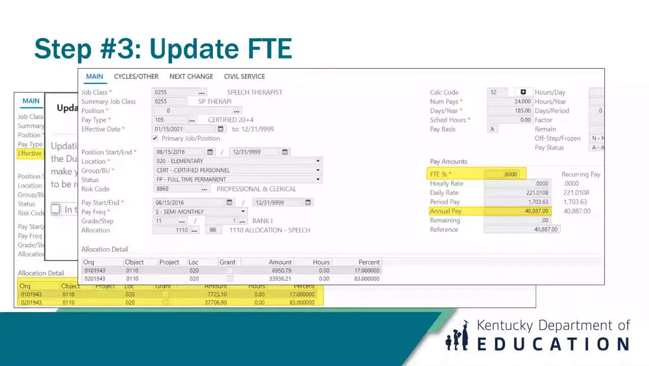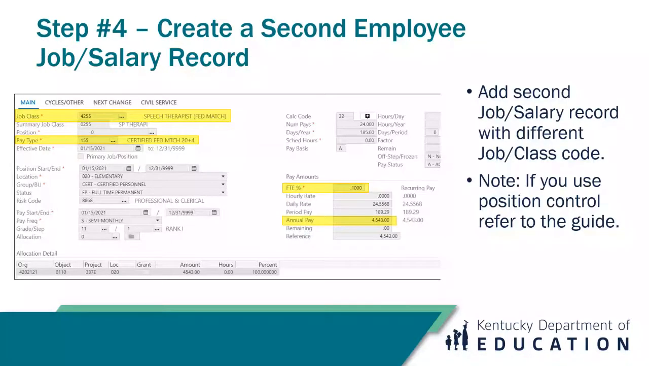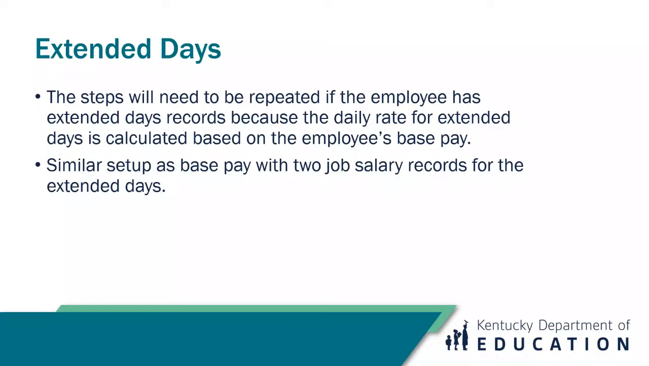So the next step in this is creating a second employee job salary record. This is that new job class that we created, and now it's using federal match pay type of 155. This is pretty straightforward. It's just a 0.10 FTE. So you have to create that second one. And if you use position control, do refer to the guide that's out there. There are extra steps that you would do. If you use position control, I would really consider doing option number 2, where you're going to update the GL exception tables, or GL code sets and the exception tables.